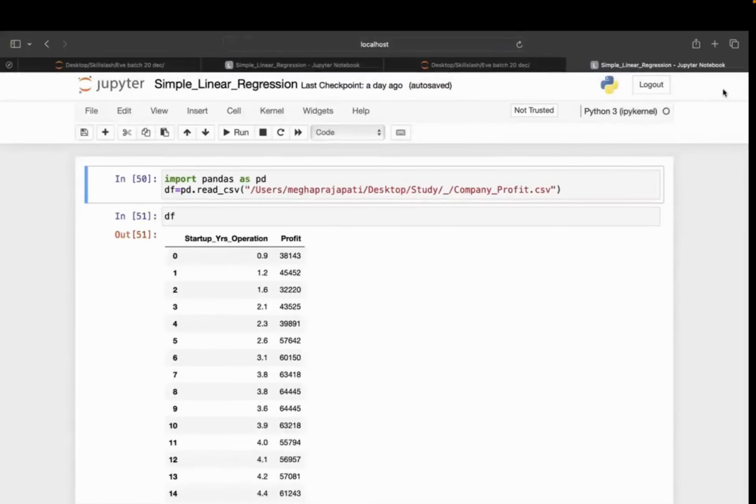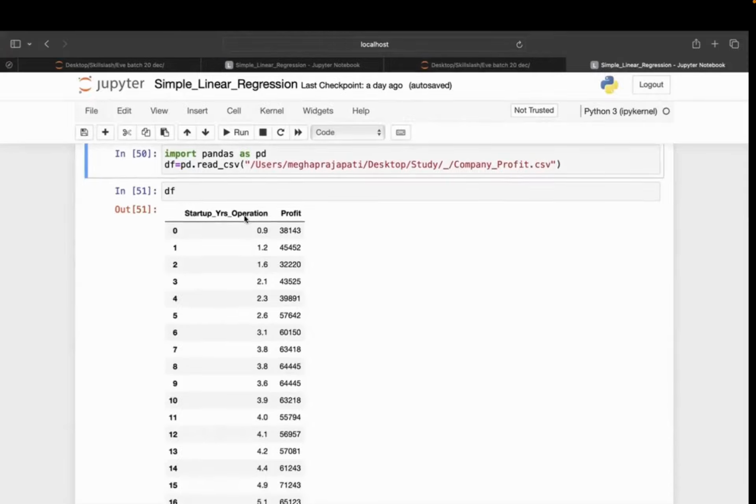So how did we identify that this one is a simple linear regression model? As you can see, we have a data frame, and the data frame name is company profit.csv. We have the startup year of operations. I'm just giving you a quick overview of what we have covered till now. So this is the startup year of operations, and we have the profit here.